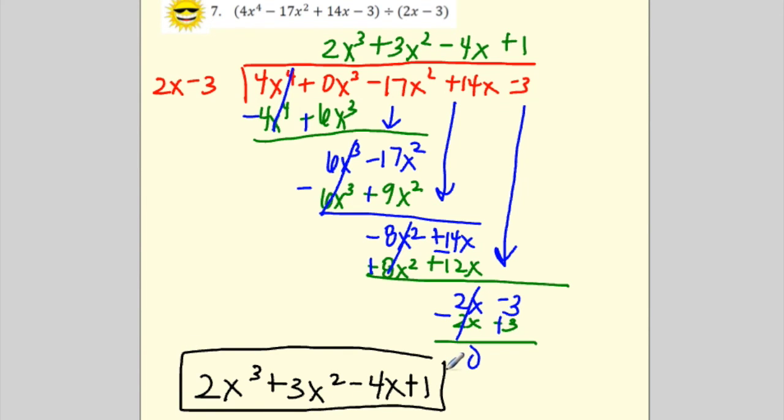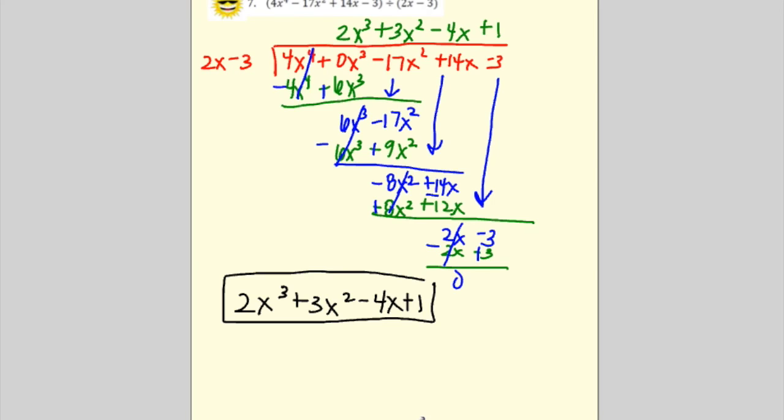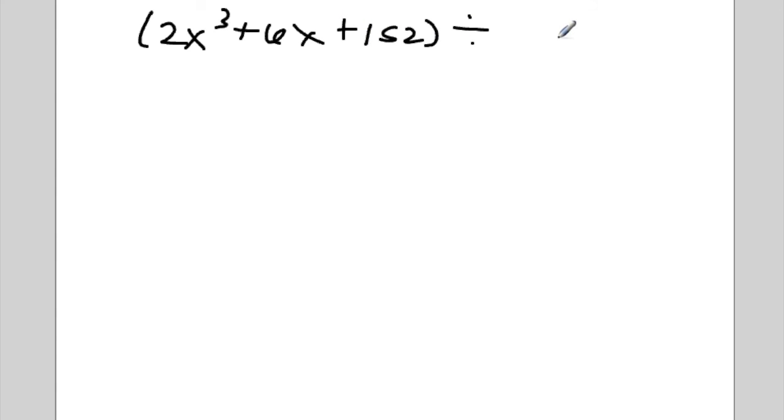Okay. I will say that there is one on your homework that you want to be careful for. Just for instance, if there is 2x to the third plus 6x plus 152 divided by, let's say, x to the second minus 2, notice here, who am I missing? I'm missing a 0x. So you need to write it like this.